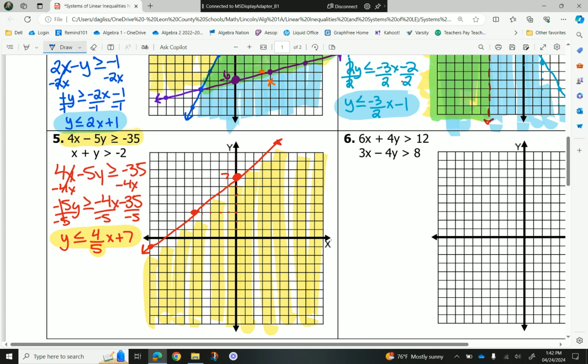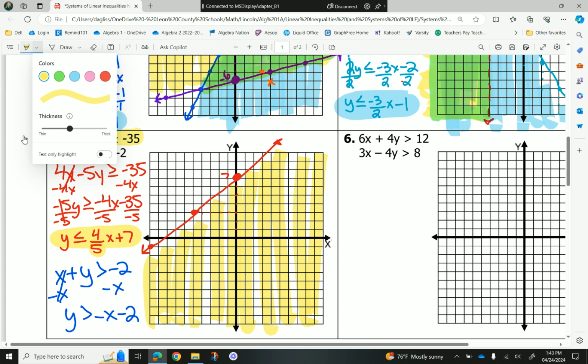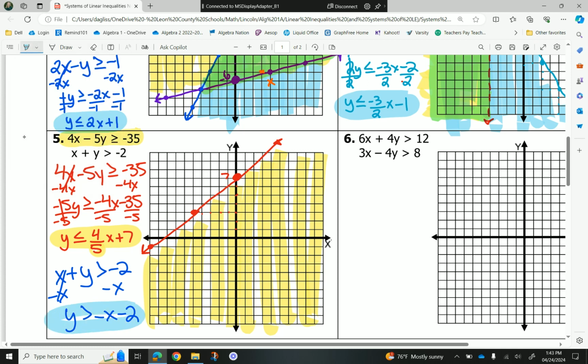Now we have x plus y is greater than negative 2. This is nice. I only have one thing I have to do, right? Get that x out of my way. How am I going to get out of my way? There you go. Minus that 2 over. We have y greater than, there's a negative x, and there's a negative 2. Where does this line start? Where y is negative 2. And how is it going to move? Down 1 over 1.